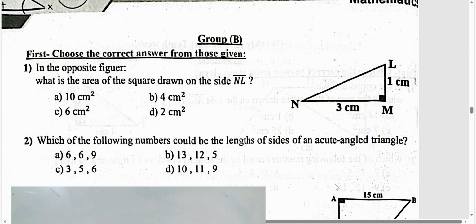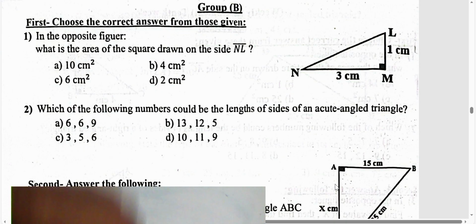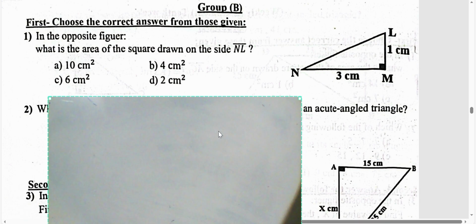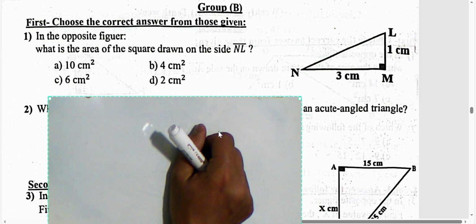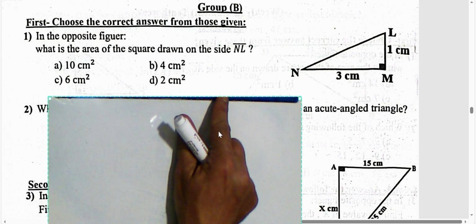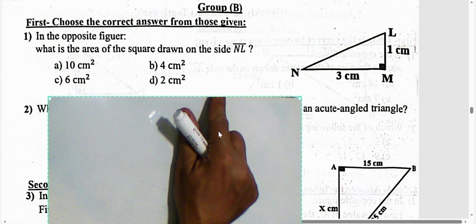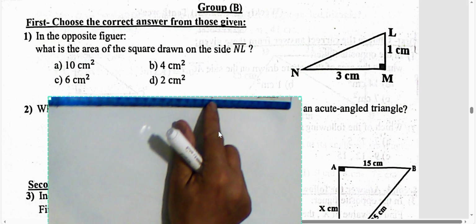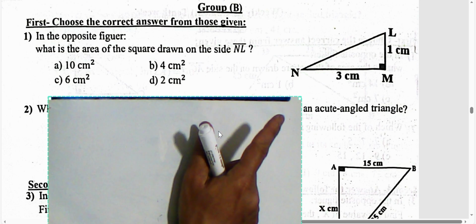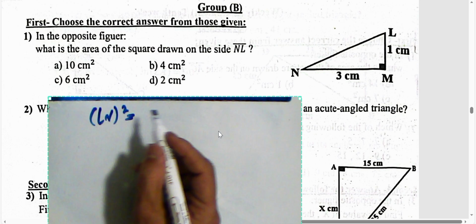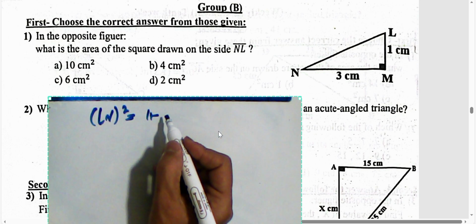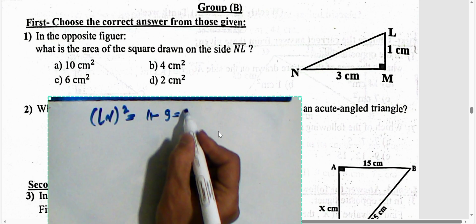Second group B. In the opposite figure, what is the area of the square drawn on side LM? Look here, we have a right angle triangle at angle M. Then we can use the Pythagorean theorem about the hypotenuse. The hypotenuse LN power 2 is equivalent to the first side LM power 2, which will be 1, and NM power 2, 3 power 2, is 9. Then 1 plus 9 equals 10, and the answer here will be 10 square centimeters.